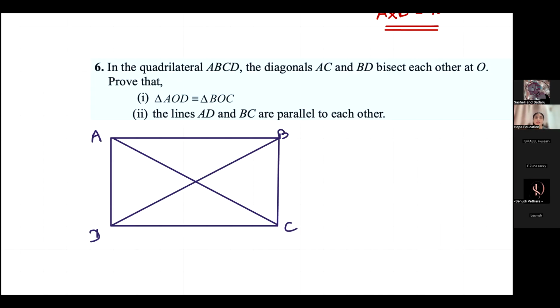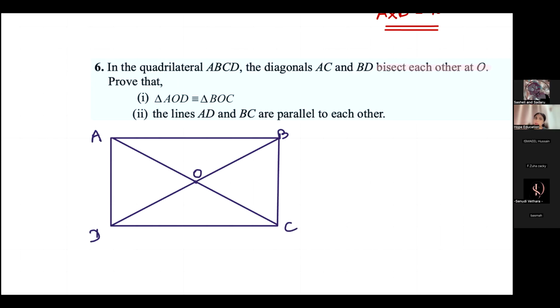Okay. What is the meaning of this term? Bisect each other at O. At O means the point where they meet, O. So this is the point O. Bisect means what? Bisect means they cut off each other equally.